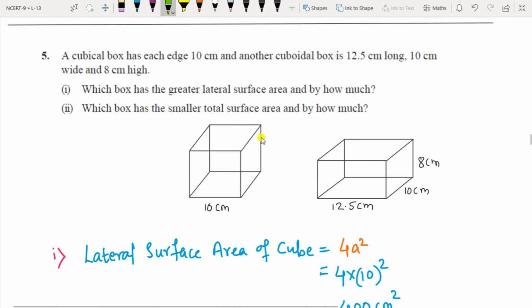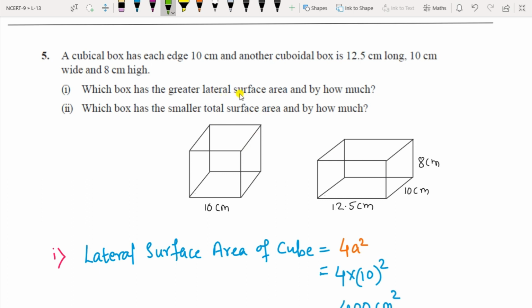A cubical box has each edge 10 and a cuboidal box has length as 12.5, breadth as 10 and height as 8. So this is the cubical box and this is the cuboidal box. For both the cubical and the cuboidal, you have to find the lateral surface area and also the total surface area.